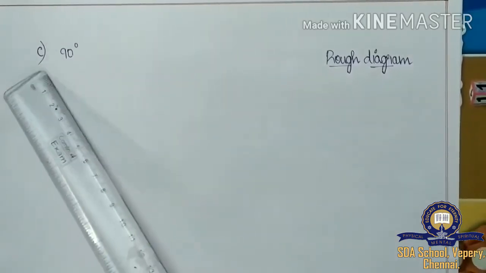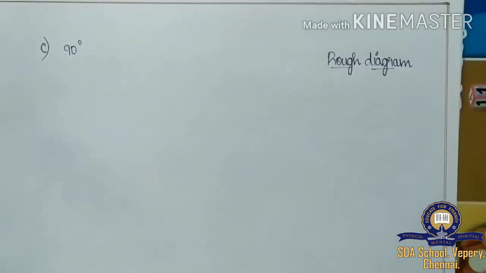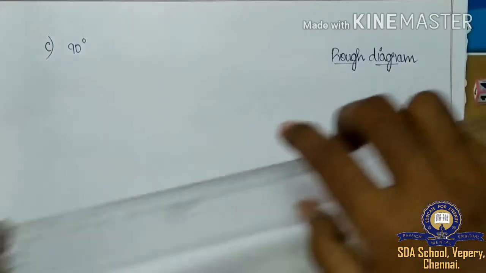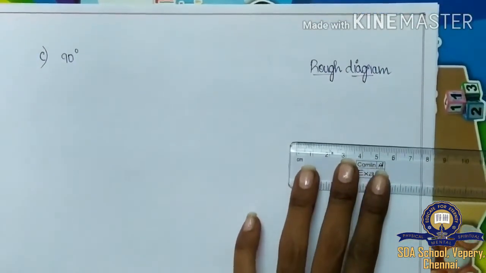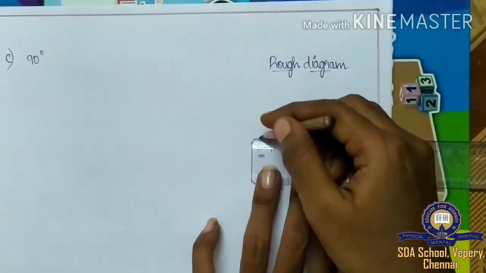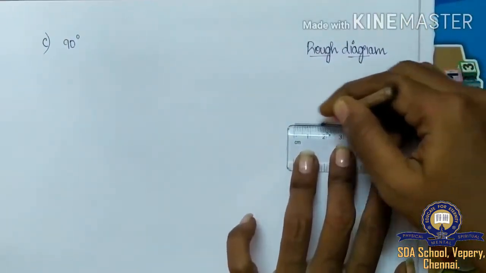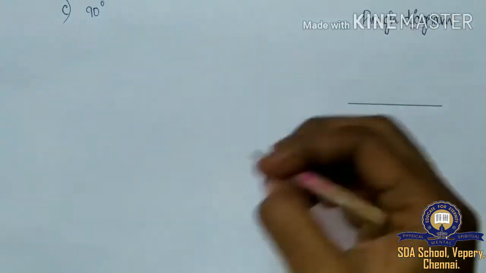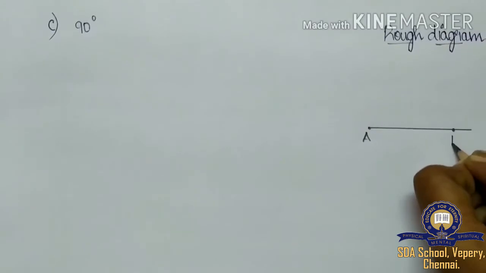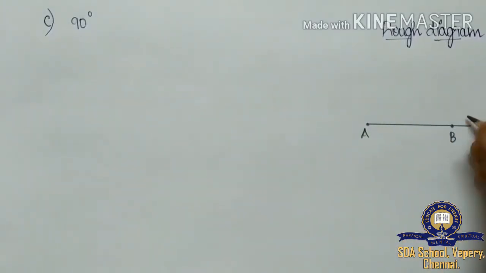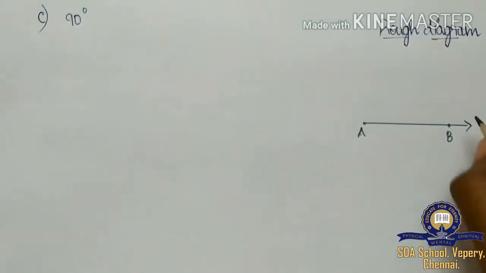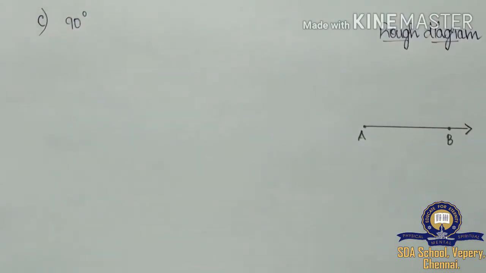We move on to our second one, which is 90 degree. The first step to draw a geometry is, yes, a rough diagram. So, take a scale and draw a line roughly and mark A and B. A line goes on, right? It has no end points. So I put an arrow like this.